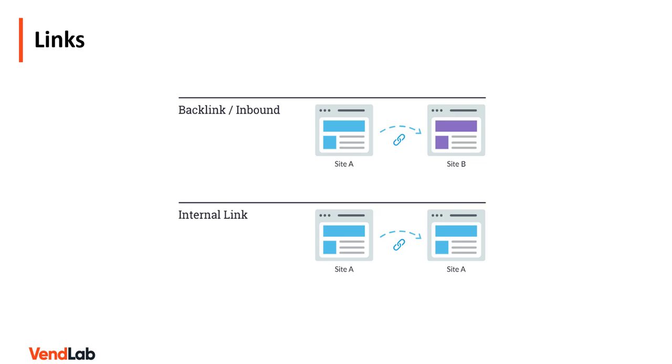So if you consider a site like Wikipedia has lots and lots of links to it, or a news site like the BBC, these are very high authority sites which will get loads of links coming into them, and therefore Google will rank them very highly.